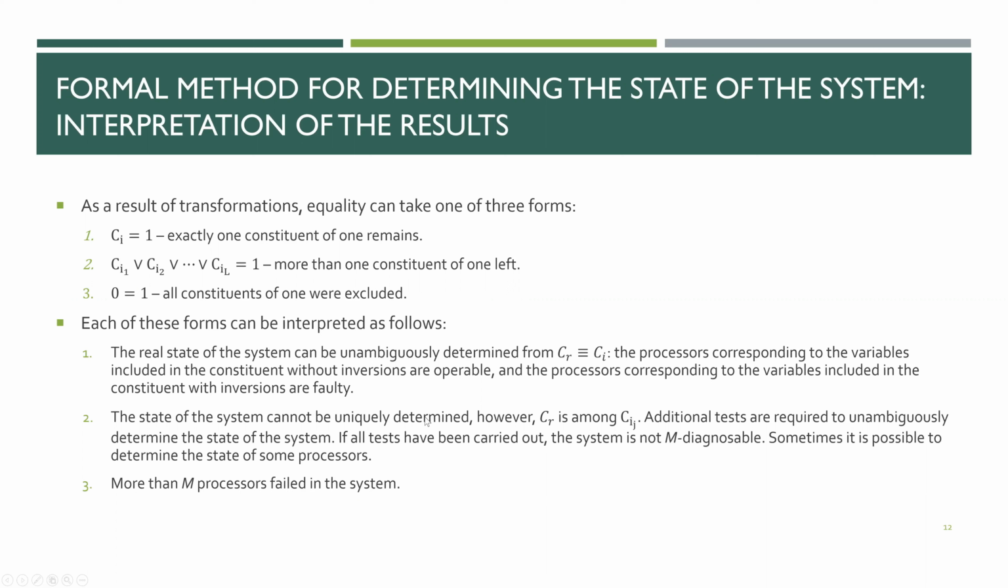In the second case, the state of the system cannot be uniquely determined. However, the CR, the real state, is among the constituents CI. Additional tests are required to unambiguously determine the state of the system. If all tests have been carried out, the system is not M-diagnosable, but sometimes it is possible to determine the state of some processors, not all of them.